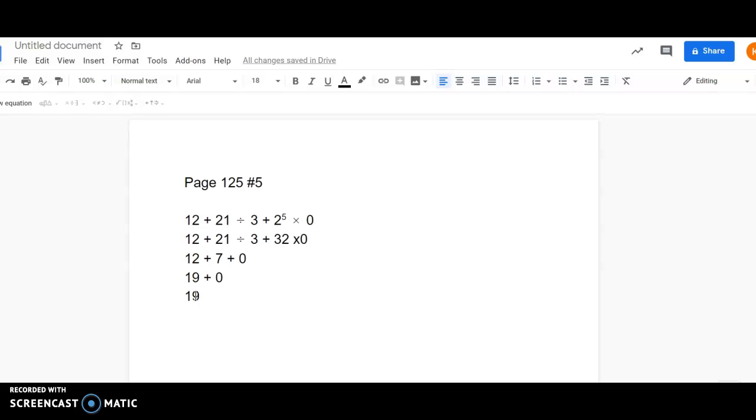This one is kind of tricky because you need to keep in mind that you're always working from left to right when you see two of the same thing on the same level, the same steps like multiplication and division. I think what might have gotten you tripped up is that this addition sign was separating a division and a multiplication. So 19 is the final answer, and I hope this little video helps you to figure out how to do number 5.